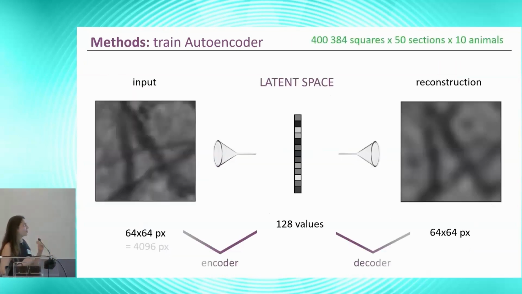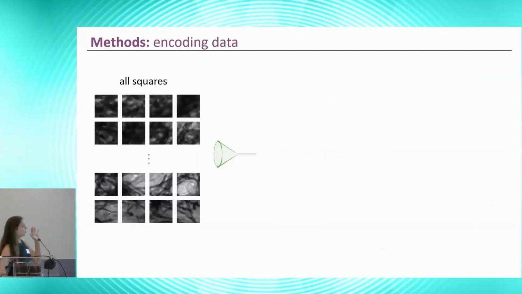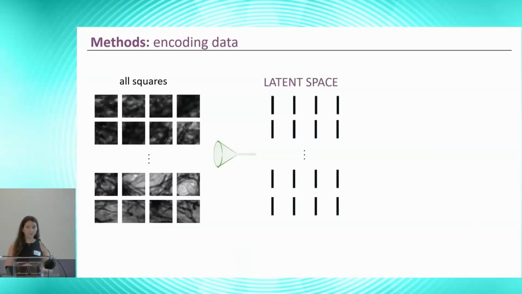Okay, and with that, we train with 400,000 squares from 50 sections from 10 different animals. This is around 200 million squares. And as I said, what we really are interested in is the latent space. So after training, we just pick the encoder and pass all the squares of tissue through the encoder to get the latent space representation.